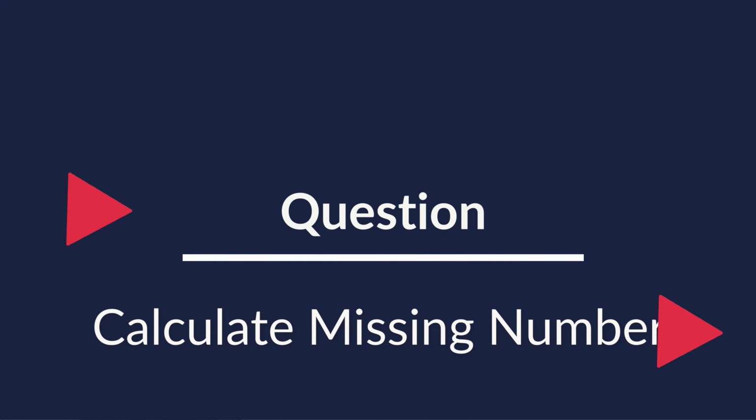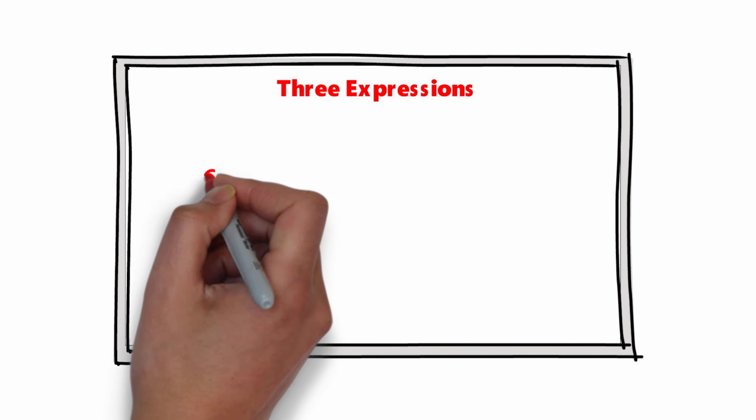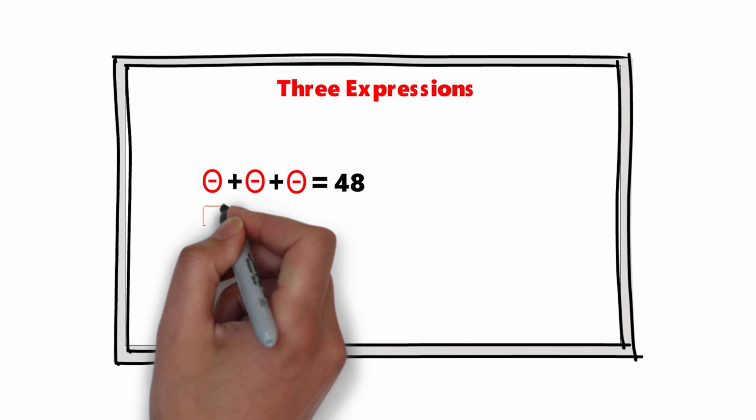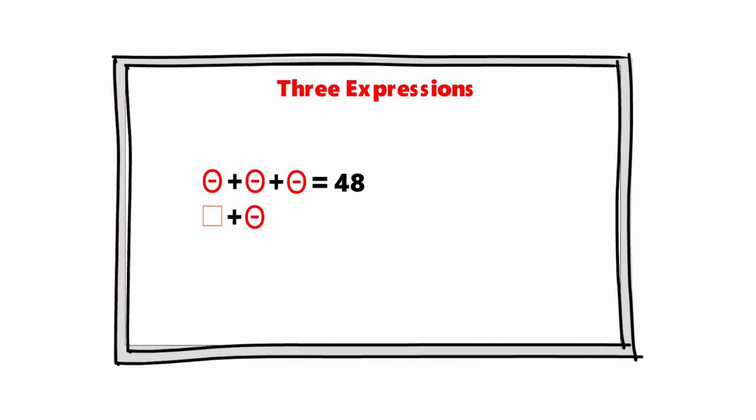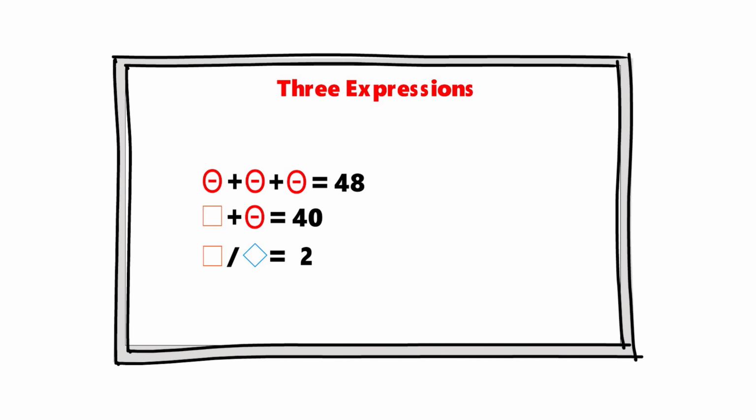Here's the cool question which is frequently used in a test. You're presented with three expressions. Circle with the dot inside plus another circle equals 48. In the second expression, you add square plus circle and the result equals 40. And in the third expression, you divide square by the diamond and the result is equal to.